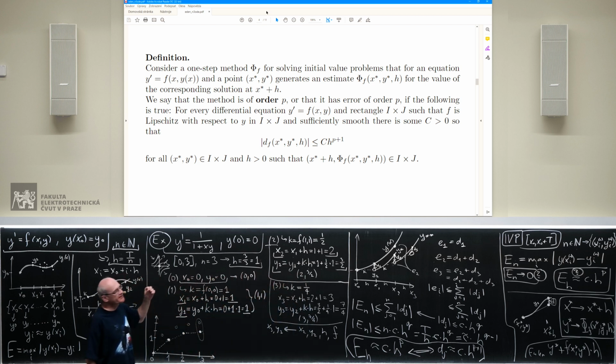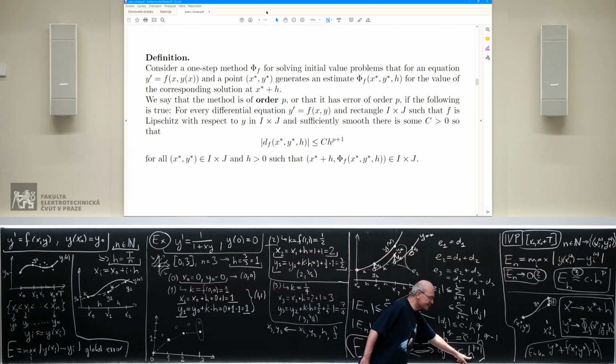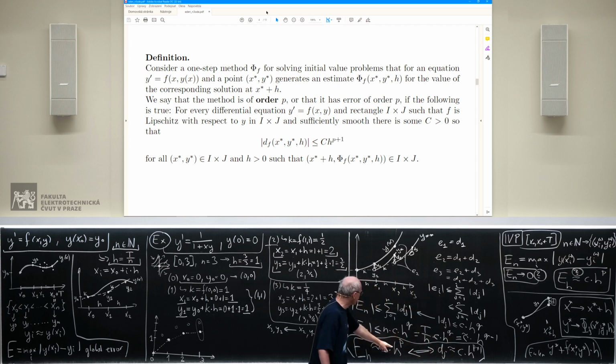So in order to determine the order of a method, we have to look at the local error. We find the power of the step size in the estimate, and then we decrease it by 1, and that's the order of the method, because that's the order of the global error. That's what we really want to see. Okay? Let's have a look at some details. What is the problem here?